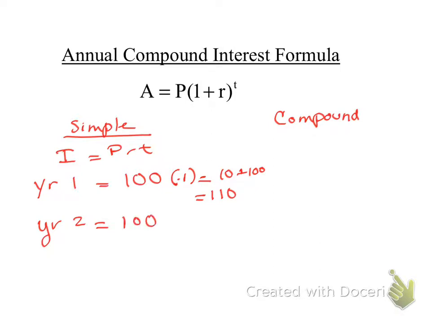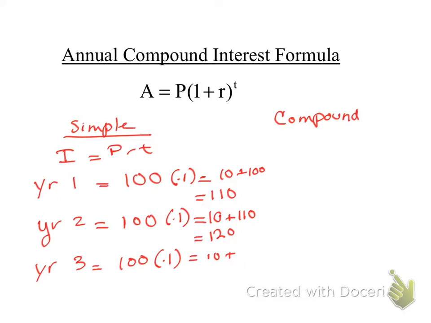Year two. I take that same $100. I'm doing the same thing. And what's the interest I make that year? I make 10%, $10. But altogether, I'm adding it to the 110, so I make 120. Year three. You guys with me? I make another $10, but this time I'm adding it to the 120. That gives me 130. Are you guys with me?